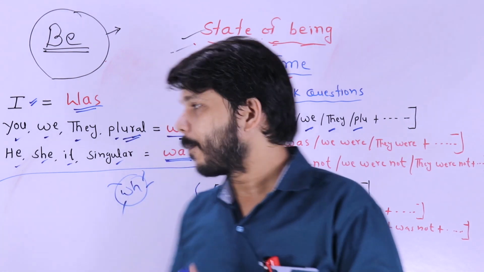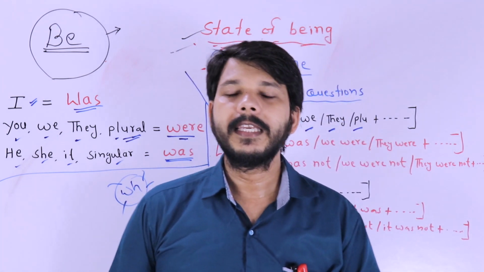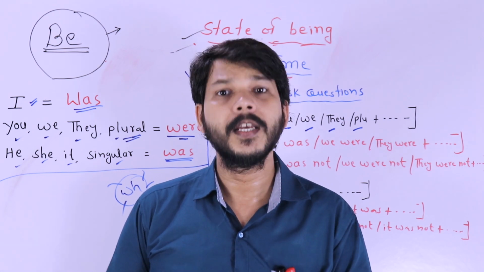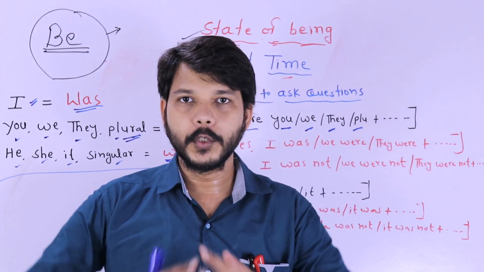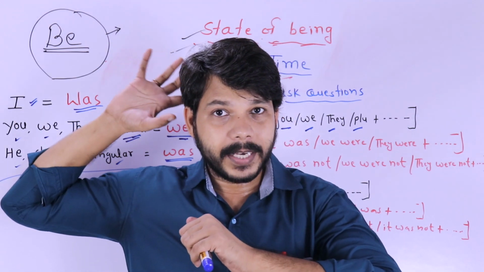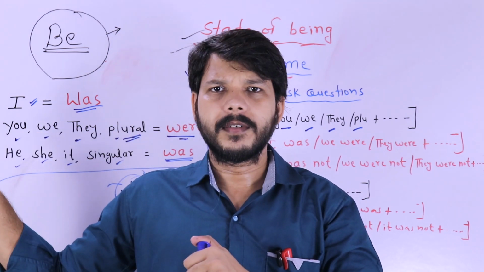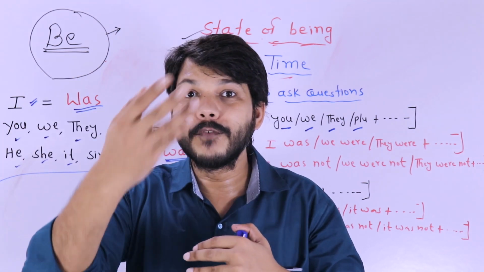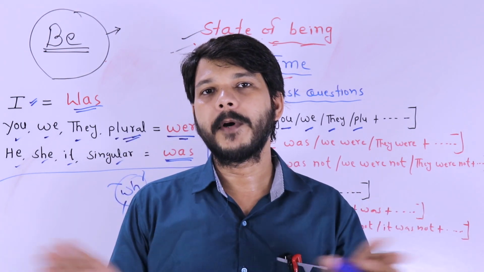So you understood, guys? So let me recap it once again. We were talking about was and were. This is about past state of being. Means in past your location, your condition, your position. You were rich, you were poor, you were happy, you were sad, you were slim, you were fat. Whatever you are, whoever you were in the past, you have to speak about those things. So you have to say I was, he was, she was, you were, we were, they were, like that.